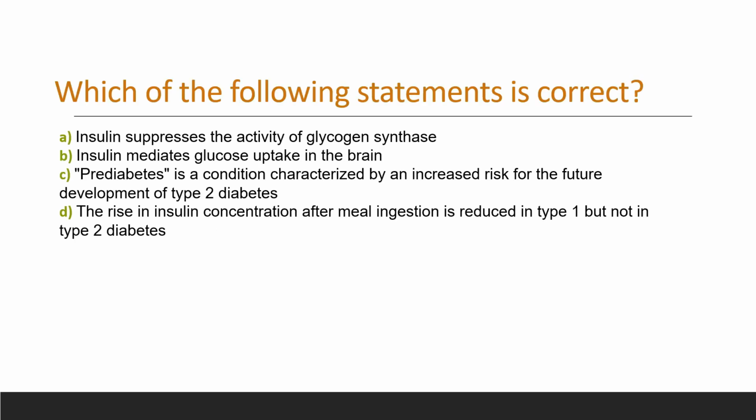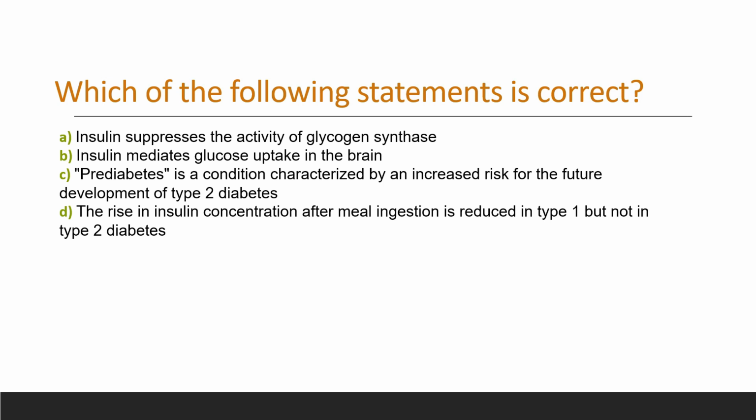Question number 2. Which of the following statements is correct? A. Insulin suppresses the activity of glycogen synthase. B. Insulin mediates the glucose uptake in the brain. C. Prediabetes is a condition characterized by an increased risk of the future development of type 2 diabetes. Or D. The rise in insulin concentration after meal ingestion is reduced in type 1 but not in type 2.